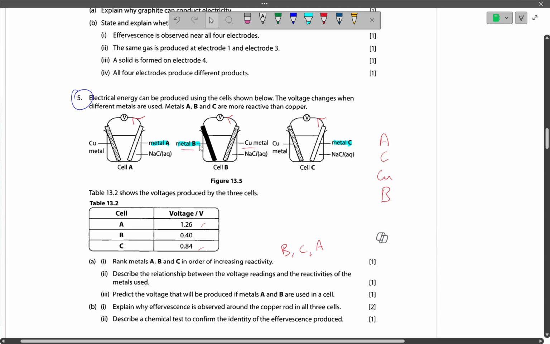If I swap B and copper, it could be a negative value. But in this case, it doesn't matter because B is still, no matter what, below A and C. So it's still safe. Okay? Right.